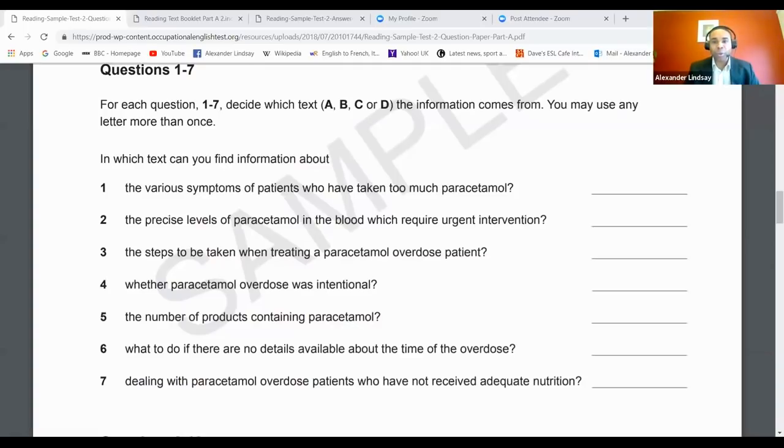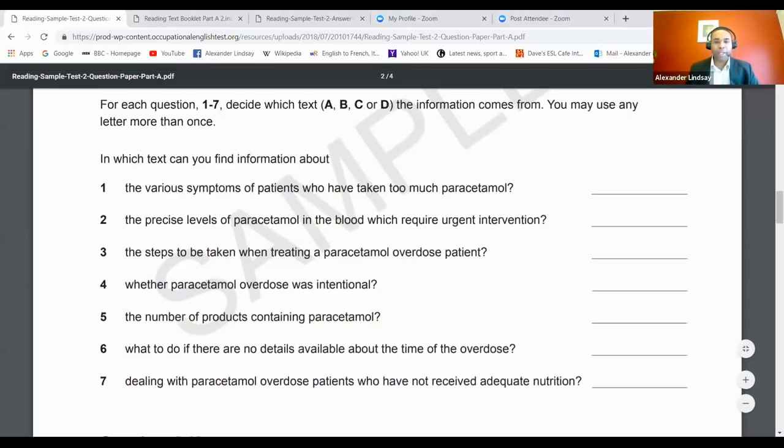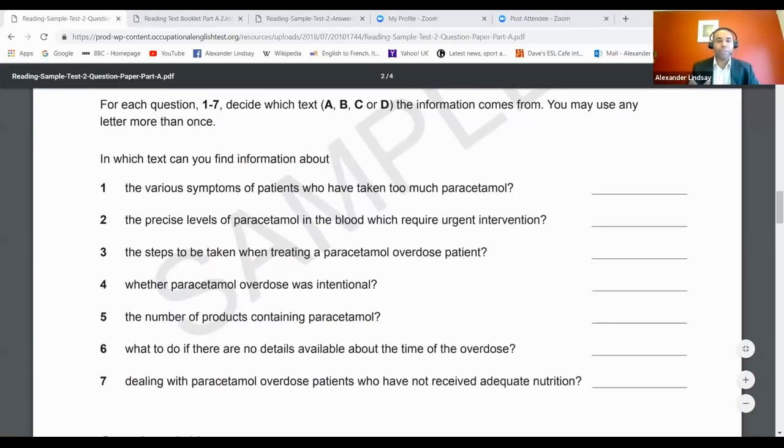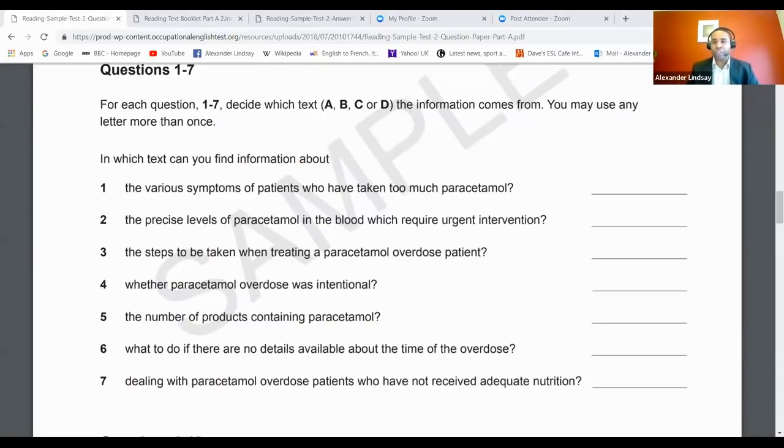Number 2 actually was C. If we just have a quick look at number 2, the precise levels of paracetamol in the blood which require urgent intervention. So, precise levels. In this case, we have a nice little graph in text C for those who are having a look at it, and that is telling us about the levels of paracetamol in the blood. We've got the normal treatment line and the high risk treatment line. So looking at that graphical information in relation to levels could have helped us there.